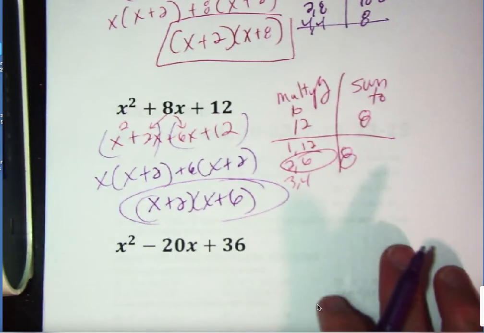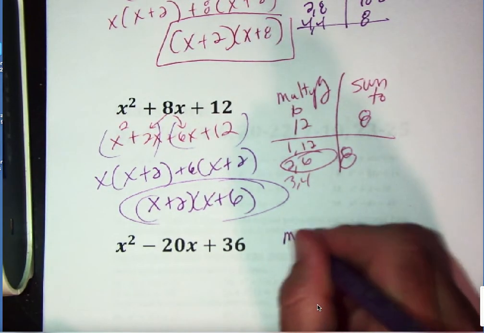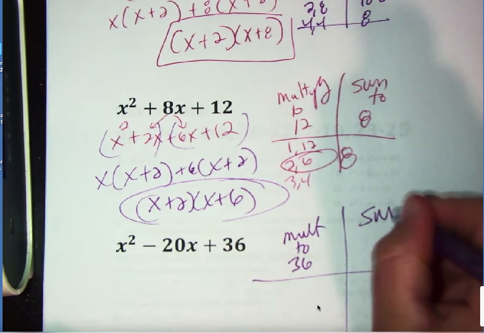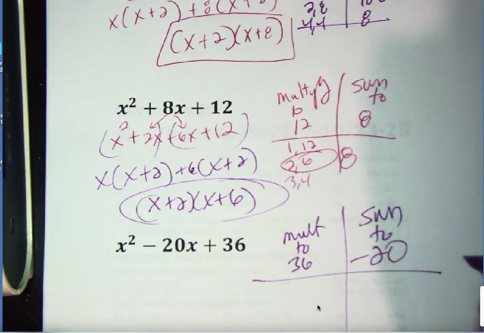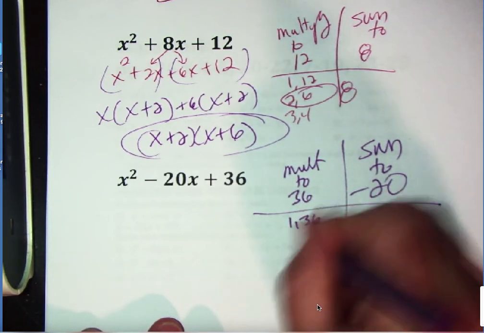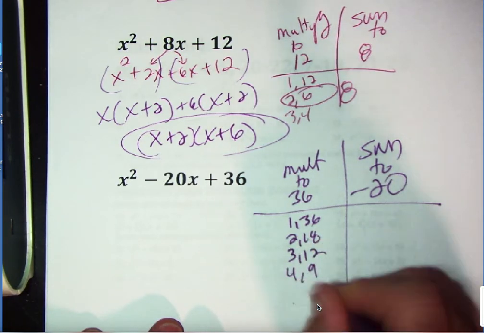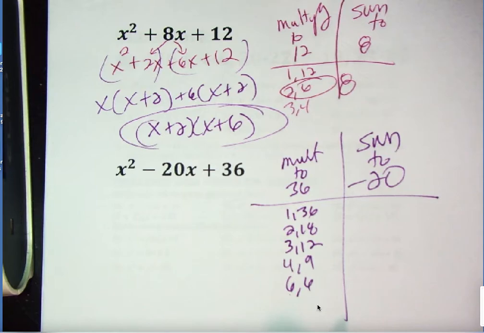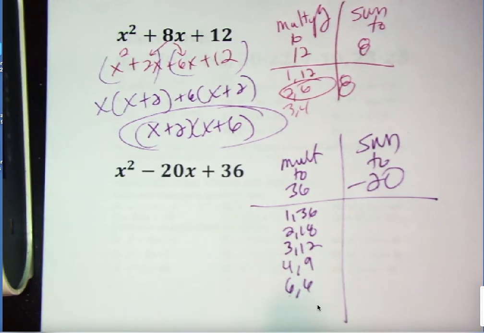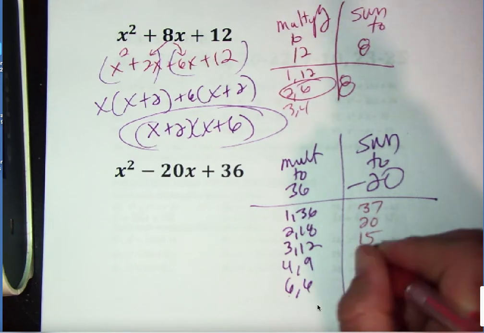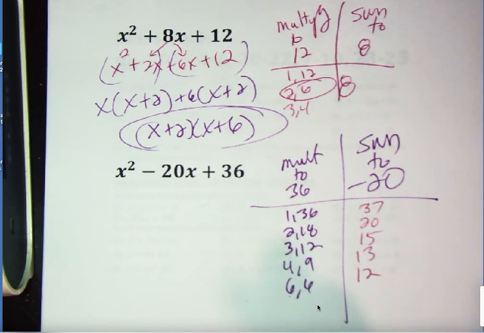Well, let's try one more here. This time we're trying to multiply to 36 as well as sum to negative 20. Well, 1 and 36, 2 and 18, 3 and 12, 4 and 9, 6 and 6. None of those add to negative 20. Oh no. 37, 20, 15, 13, 12. None of those add up to negative 20.